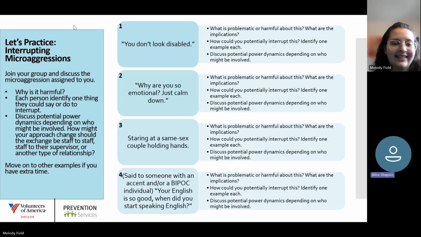And again, I think it's also maybe ageism too. I mean, it says move to other examples if you have extra time. I don't know if we have extra time, or if I'm monopolizing. So please share with me some of your approaches because I want to learn from you.